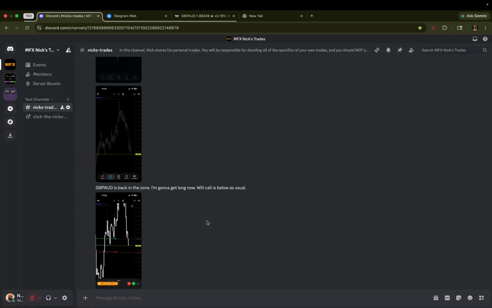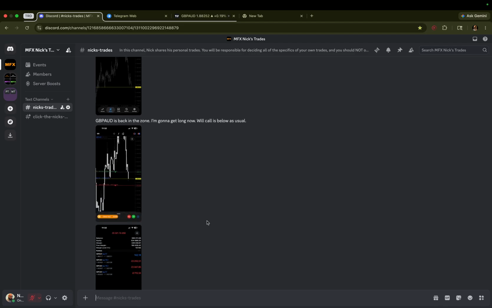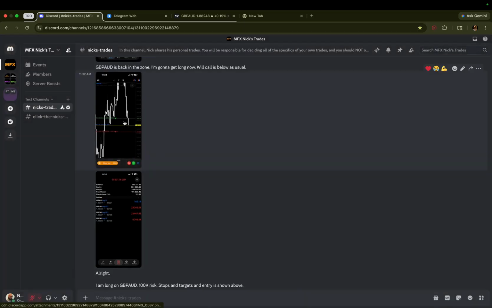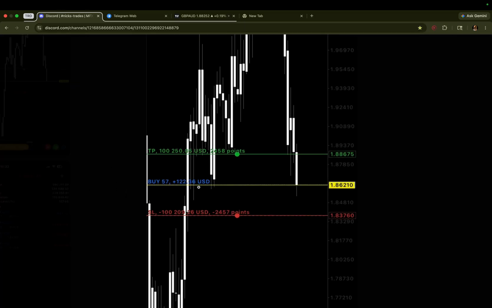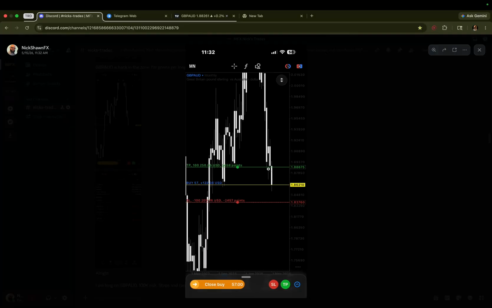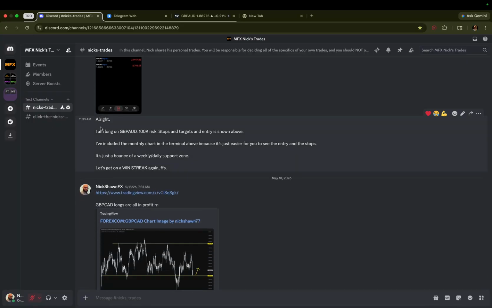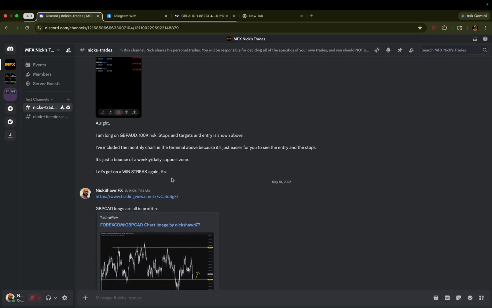So for example, this is whenever I entered GBP AUD longs. Price came into the zone here. You can see here on the 1 hour and on the daily. So price came into the zone and I got into this trade. You can see on this one, I risked $100,000 and I had my stop loss there and my profit target up there. And whenever we go and look right here, you can see I'm long on GBP AUD, $100,000 risk. Stops, targets and the entry are all shown above because I show my screenshot, my terminal P&L.